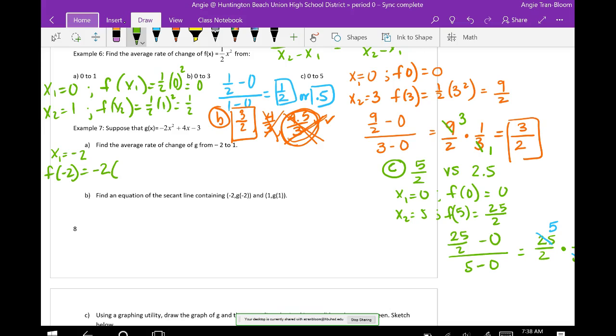Yep, very good. Okay, so here we go. Negative 2 times negative 2 squared plus 4 times negative 2 minus 3. Okay. All right, I want you to work that out. Give me an answer. All of that comes out to be what?